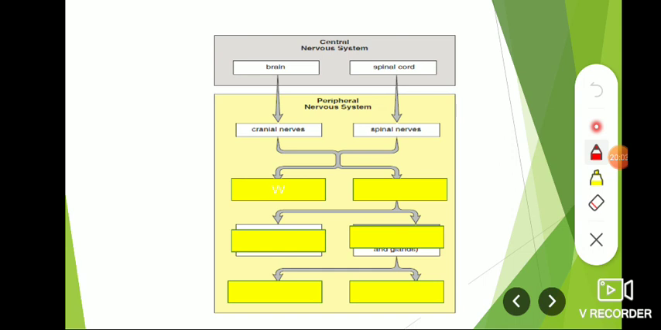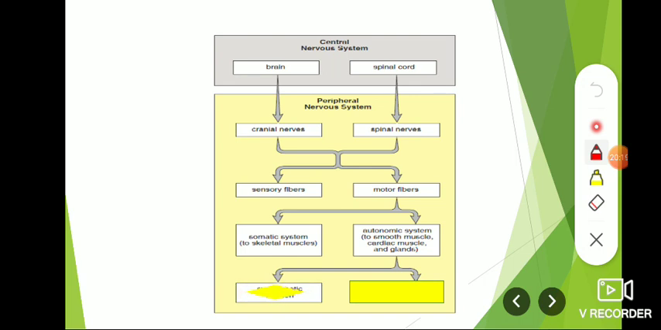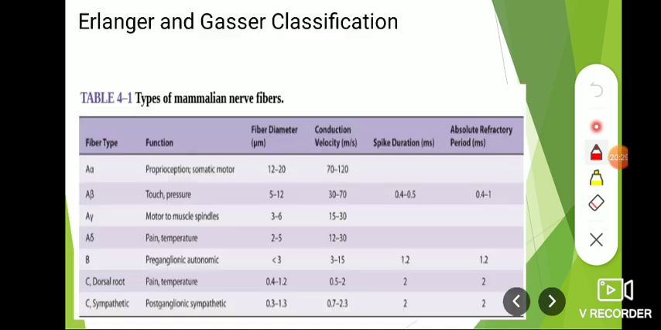Again we classify them into sensory fiber and motor fiber. Motor fiber we again classify into two categories. Somatic, which supplies the skeletal muscle. Autonomic, which supplies the autonomic organs. And again autonomic has two categories, sympathetic and parasympathetic. All these nerve fibers are nothing but axons of neurons, classified based on their locations.